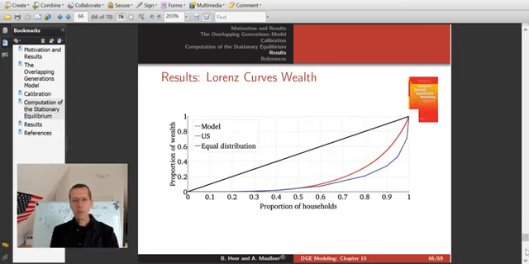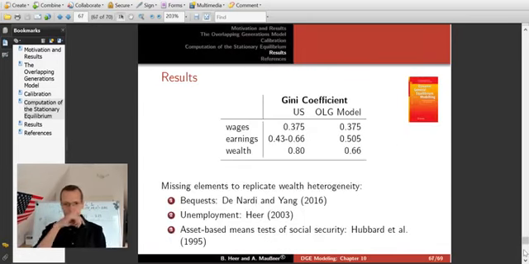Our wealth distribution, well, we match the poorest 50% very closely, basically exactly, but we do not match the top 1%, which holds about 30% of total wealth in the data and just 2 or 3% in our model. Now, how can we improve our modeling so that we get from a wealth Gini of 0.66 in our model to the wealth Gini in the United States of 0.80? Well, we need to integrate missing elements. We do not model bequests. So we do not have bequests in our model yet.